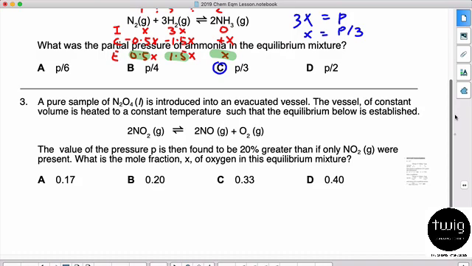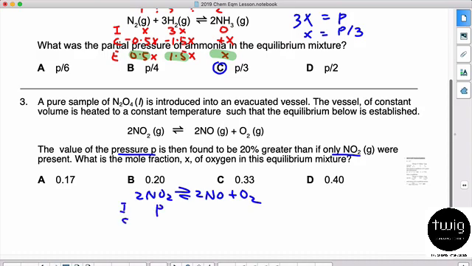Okay, if you read through carefully, they say this. The value of the pressure P is found to be 20% greater than if only NO2 were present. So the pressure P is only when NO2 is present. So I'm going to write an ICE table here. Okay, so this is here P. If only NO2 was present, it's P.